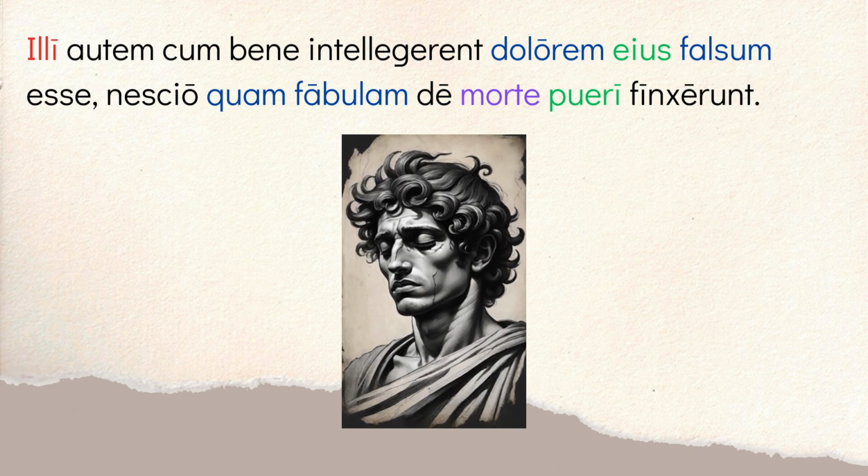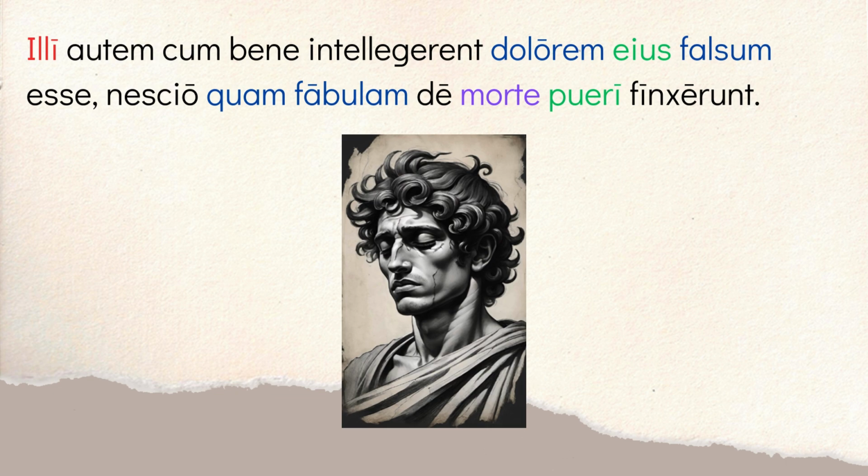You have illi autem cum bene intellegerent dolorem eius falsum esse, nescio quam fabulam de morte pueri finxerunt. Okay. So illi is those men, right? And illi is the same group of men as Quidam before, right? The men who saved Jason, right? So you have those men, however, since they understood well, cum bene intellegerent. So since they understood well that, again, it's all this indirect statement that his dolorem eius, right? This is talking about the sadness of the king Pelias, that his sadness esse falsum, it was false, right? It was fake. So they're looking at this and like, yeah, we know you don't actually care, buddy, right? They get it.